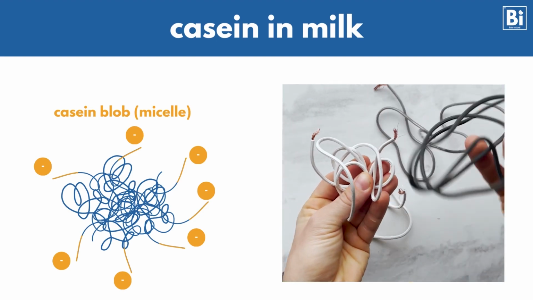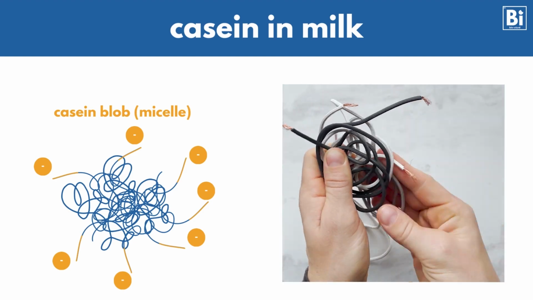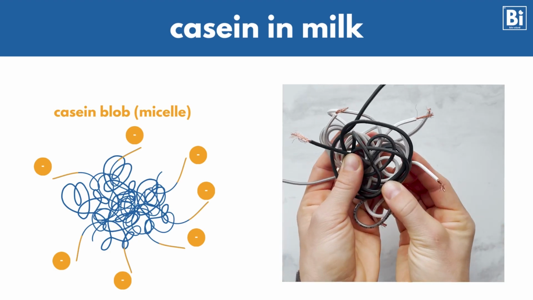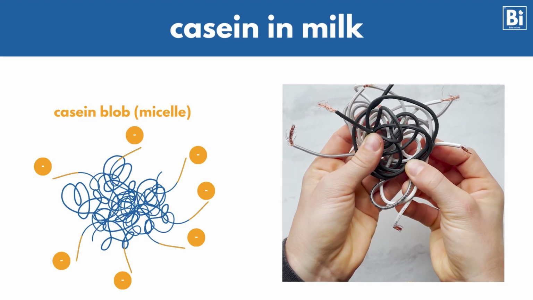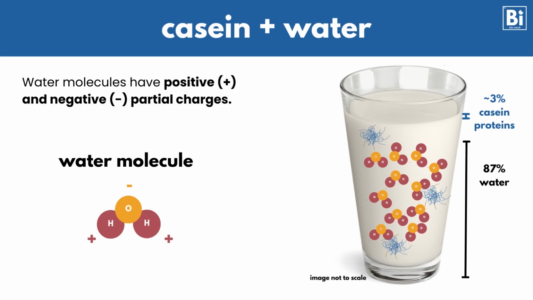The reason the negative charges on the casein proteins face out is because of another key component that makes up the majority of milk, water. Now, water molecules are made up of hydrogen and oxygen atoms, and the hydrogen atoms have a partial positive charge and the oxygen has a partial negative charge. These charges are really important because they are going to influence what particles water is attracted to.